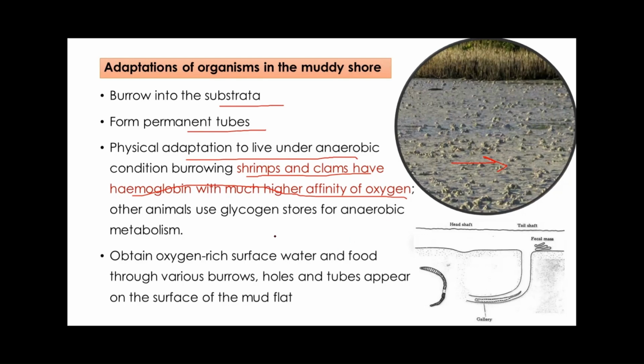Now, oxygen rich surface water and food come through various burrows, holes, and tubes that appear on the surface of the mud flats. So you can see all these holes, no? These holes in the image. Those are made by the organisms which are living there in order to provide the oxygen rich surface water and foods. Okay. So these are some of the adaptations in the intertidal area.